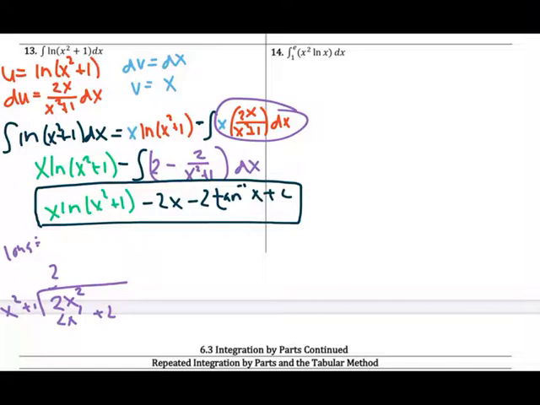When you get down to the integral after you substitute everything in for integration by parts, you can do long division or you can split up that fraction and you're going to end up getting arctan. So just make sure you're paying attention to those details and don't drop off your constant of integration at the end. All right, let's look at 14.